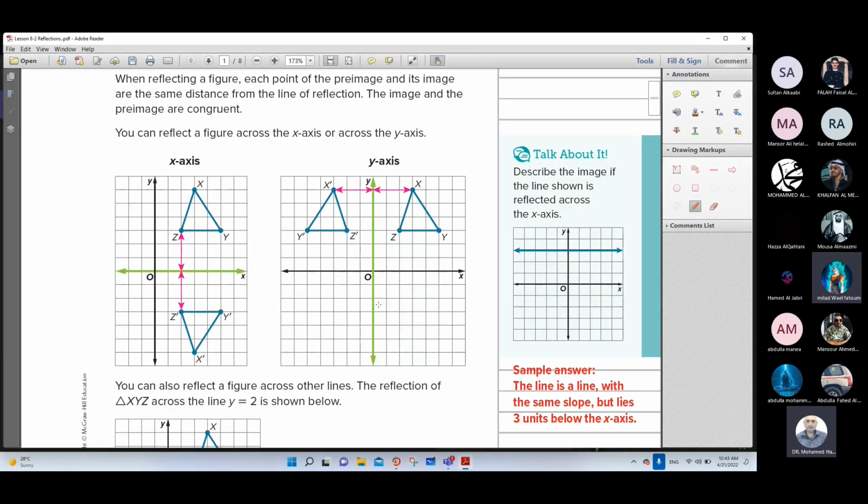عليكم السلام ورحمة الله. And the y-axis here, across the y-axis, as you see, the same idea. The distance from x to the y-axis equals the distance from x prime to the y-axis. The same idea here from z to the y equals from z prime to the y, and from y to the y-axis equals y prime to the y-axis.